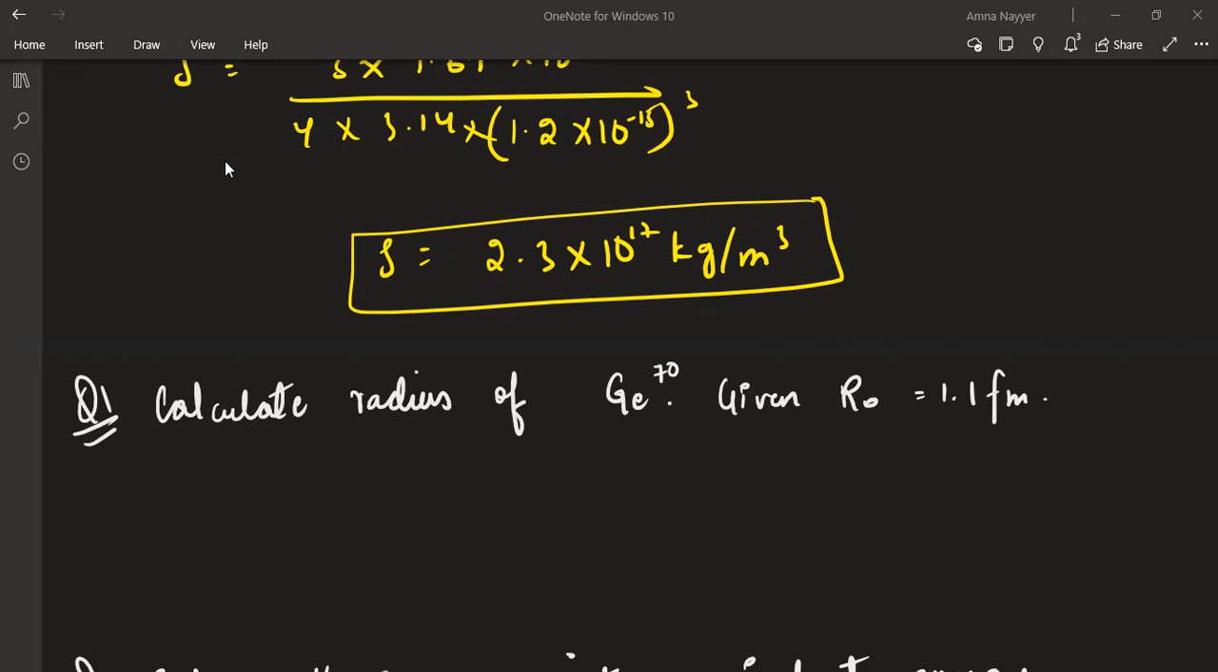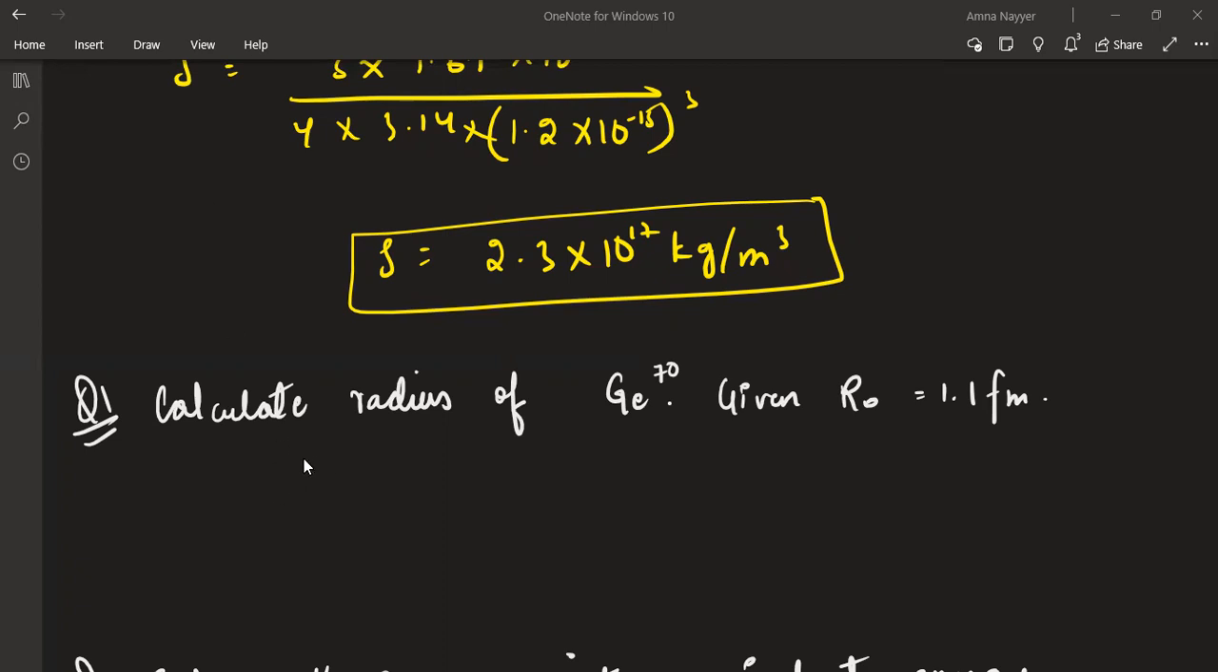See class, this I wanted to tell you. When R naught's value is specified in the question, use that value. Then do not use 1.2 fermimeters. It will give you 1.2, 1.25, 1.3, 1.1 only. But if R naught's value is not provided, then directly, without giving a thought, use 1.2 fermimeters. Like right now 1.1 is mentioned, so that is fine.